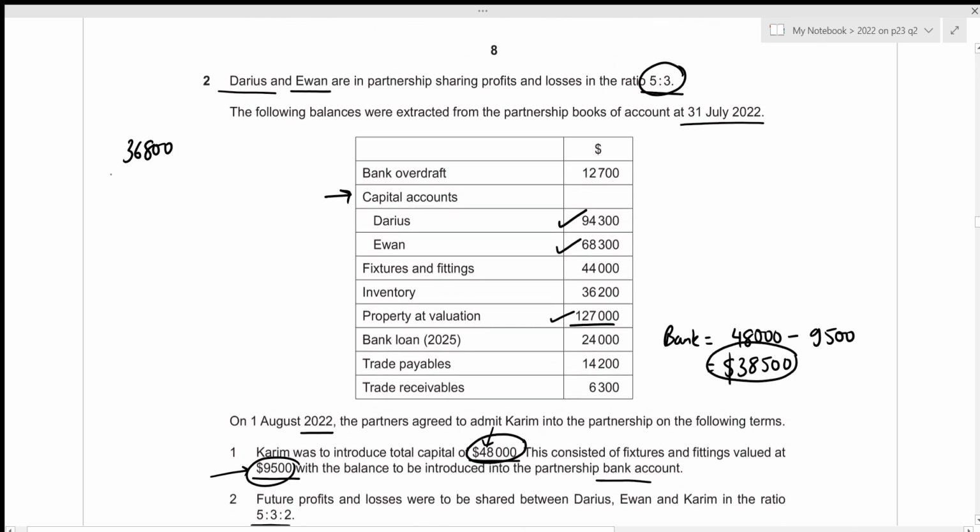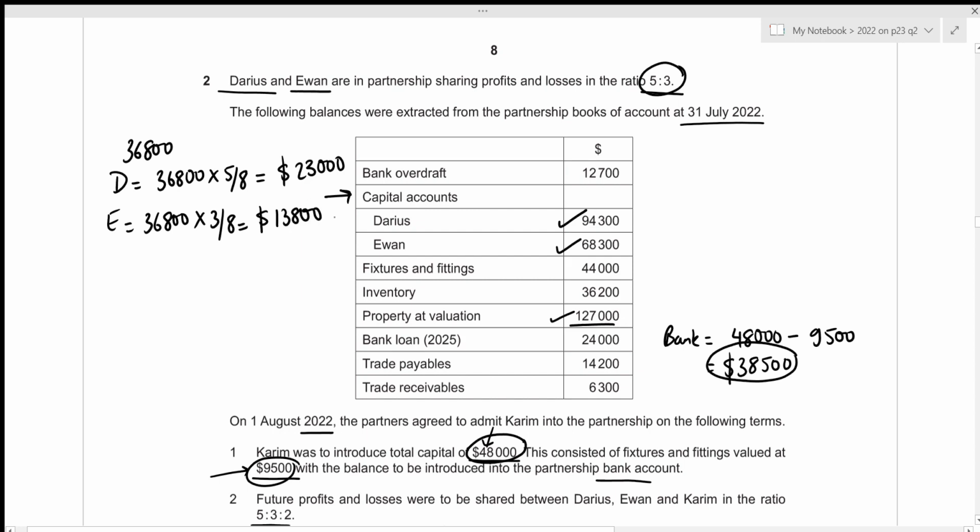So let's figure out the goodwill for Darius. That will be the total amount of 36,800, out of which 5 out of 8 parts belong to him. So the goodwill amount for Darius based on the previous profit sharing ratio is going to be 23,000. Now we repeat the same process for E1. That will be the total amount of 36,800, out of which 3 out of 8 parts belong to him. And this gives the goodwill amount based on the previous profit sharing ratio for E1 to be 13,800.